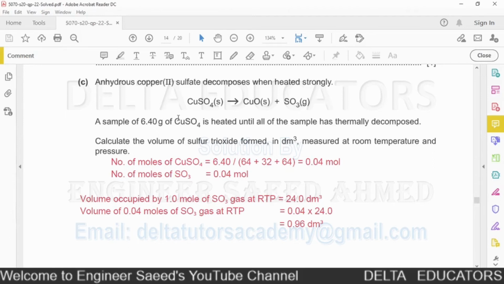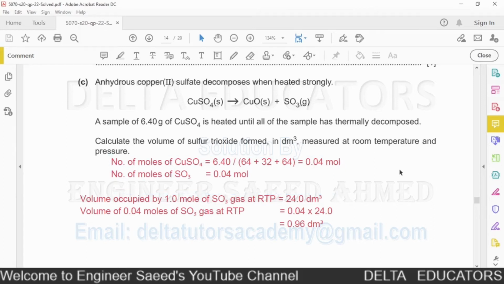Now from the balanced equation it is clear that 1 mole of copper sulfate gives us 1 mole of copper oxide and 1 mole of sulfur trioxide. Here mole ratio of sulfur trioxide gas and copper sulfate is same. From 1 mole of copper sulfate we get 1 mole of sulfur trioxide. Since number of moles of copper sulfate reacted is 0.04 mole, so same number of moles of sulfur trioxide we will get. We will get 0.04 moles of sulfur trioxide.